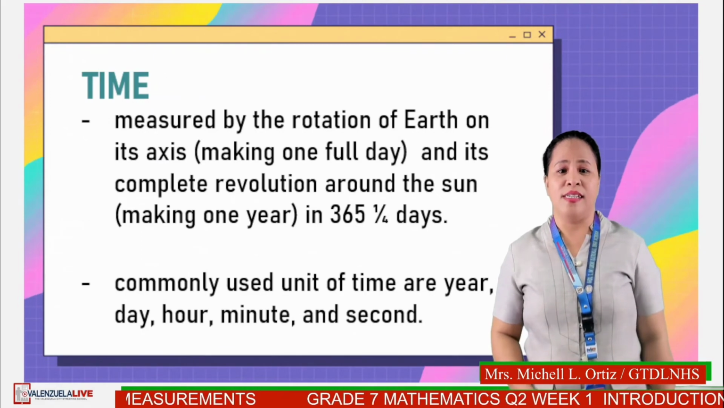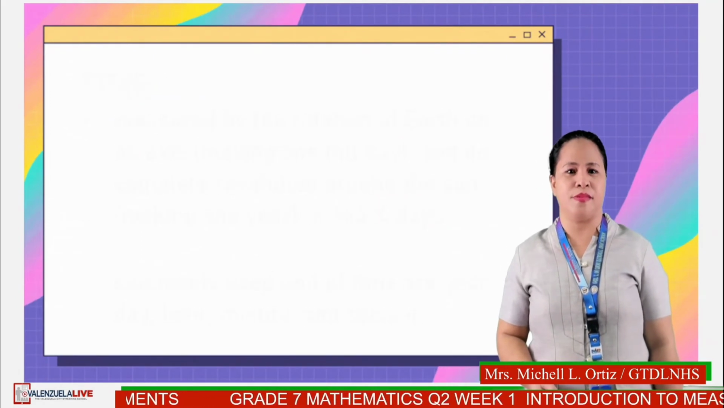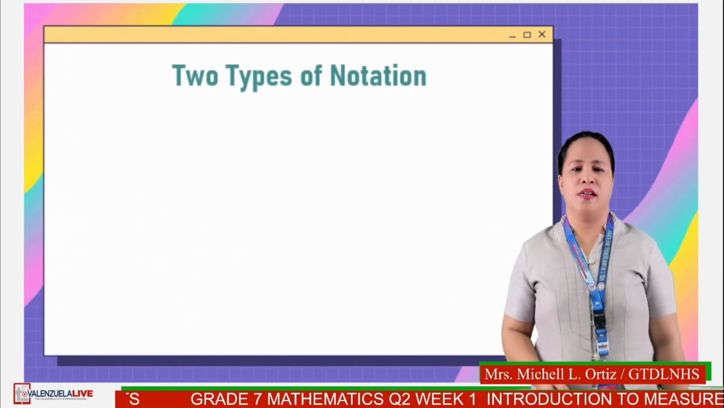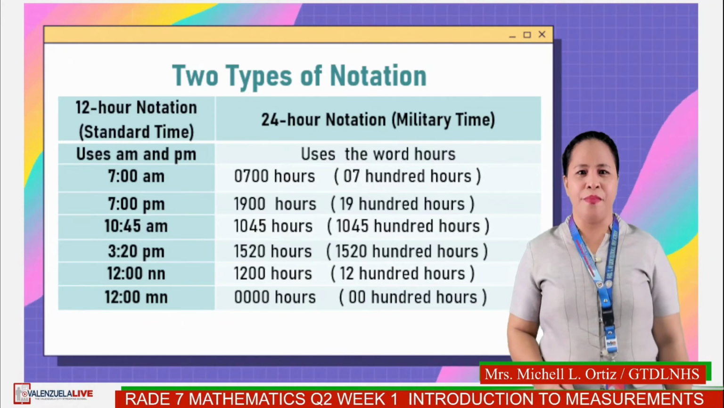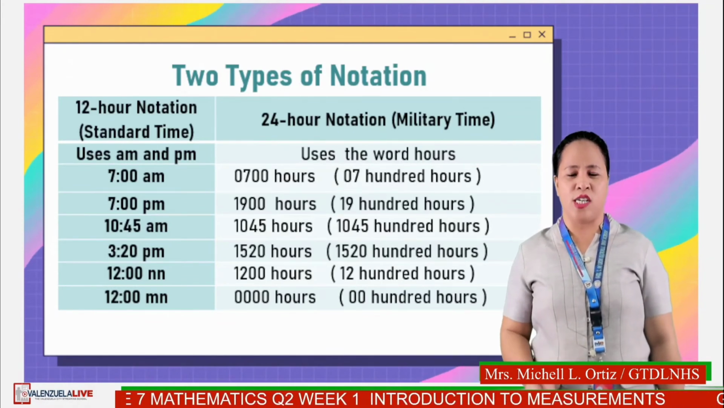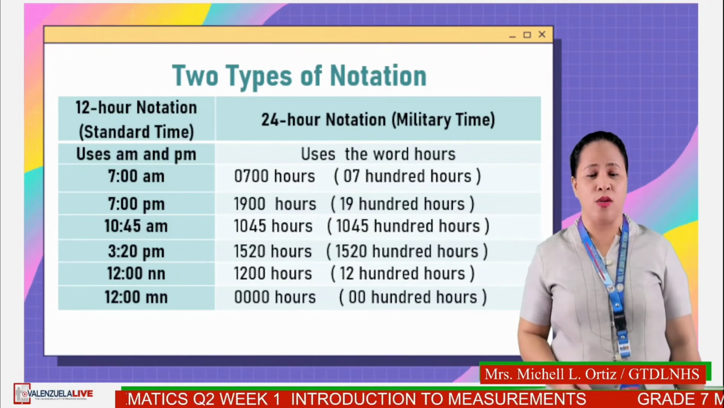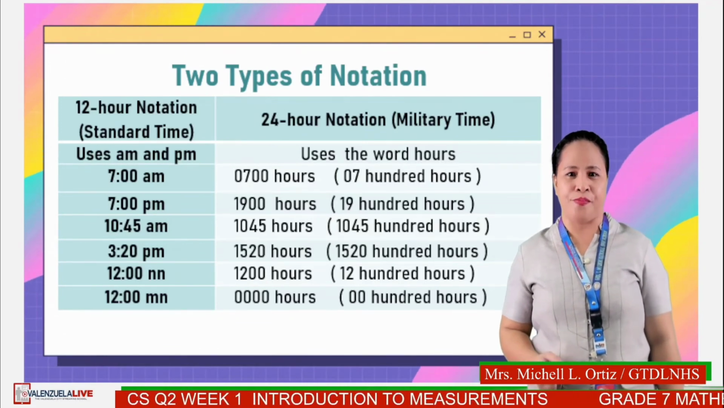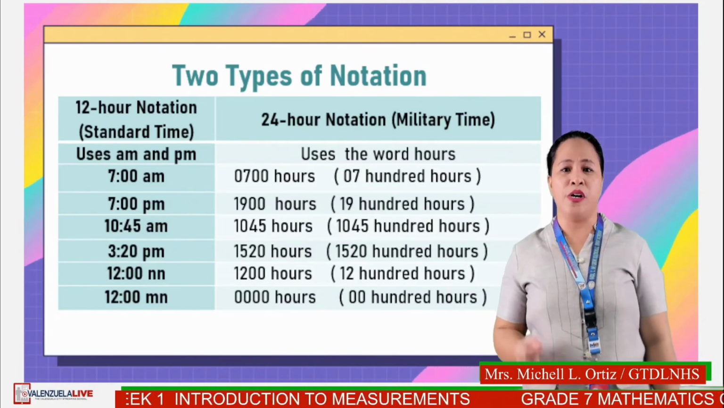Take note that time has 2 types of notation. 12-hour notation, or the standard time, and the 24-hour notation, or the military time. 12-hour notation uses AM and PM, while the 24-hour notation uses the word hours.